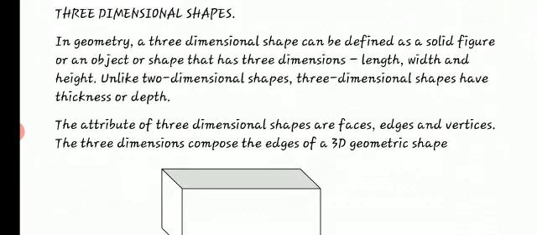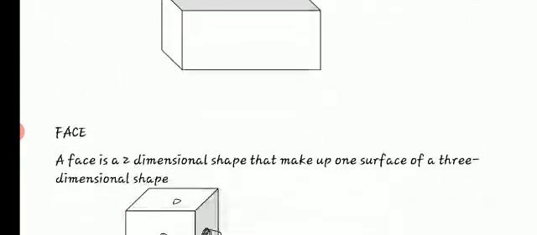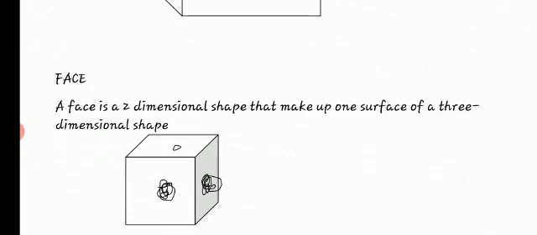Face. A face is a two-dimensional shape that makes up one surface of a three-dimensional shape. That is, two-dimensional shapes like square, like rectangle, like triangle, that is in a prism. All those two-dimensional shapes, they are the faces of a three-dimensional shape.